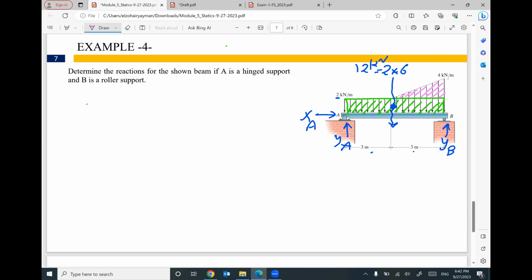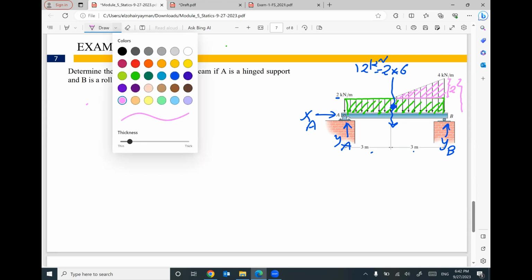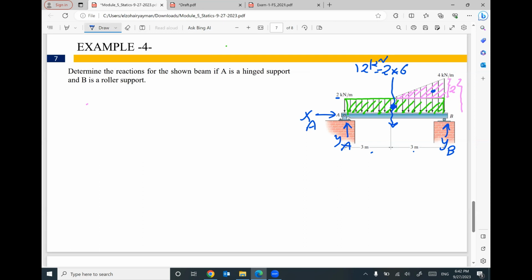Hey, what is the value for this height? Is it 4? No, wrong. 4 is the total height. But this little height will be 2. And this distance is 3. So the centroid is located here at 1/3 from this side. 1/3 of 3 will be 1. 2/3 will be 2. And this is the equivalent force. How much? 1/2 times 3 times 2 will be 3 kilonewton.